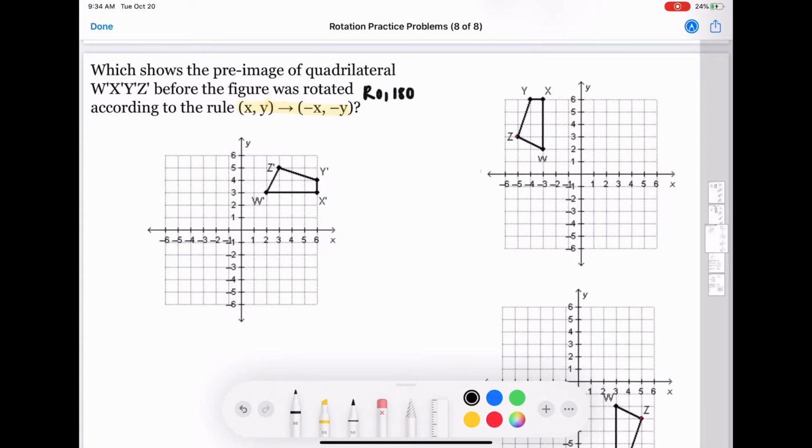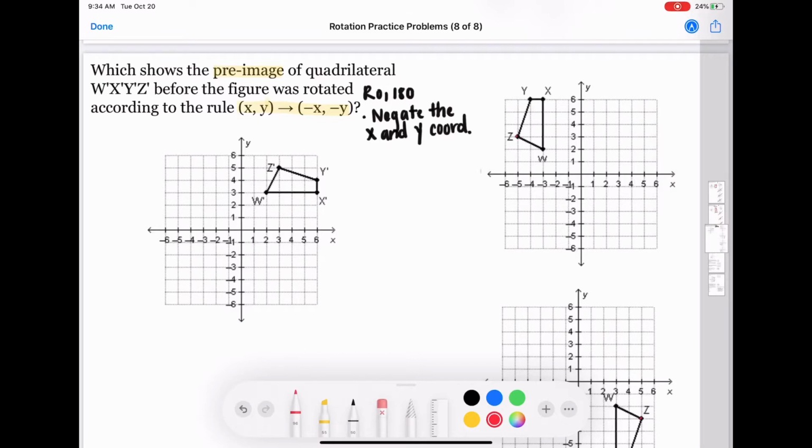Wonderful. So now that we've done that, and we know that we need to identify our pre-image, what I would do is list out what this mapping rule is telling us to do. This mapping rule is telling us to go ahead and negate the x and the y coordinates. Well, in order to find the pre-image, we know that we must work backwards, because we are given our image and being asked to find our pre-image.